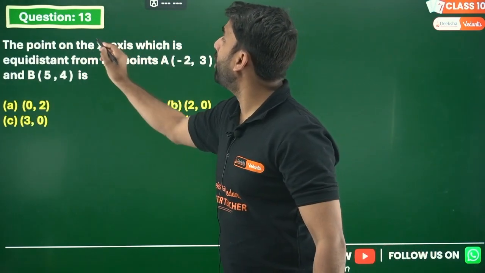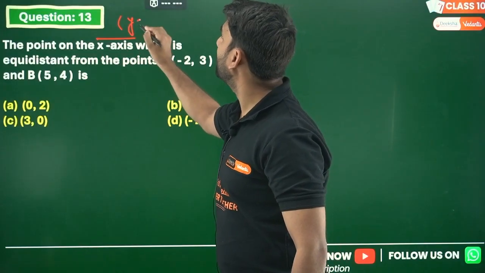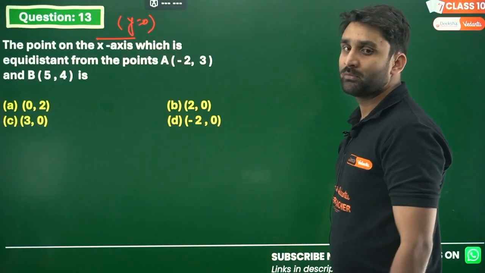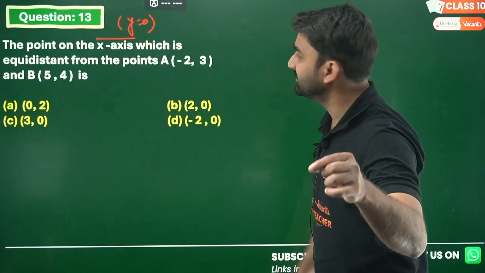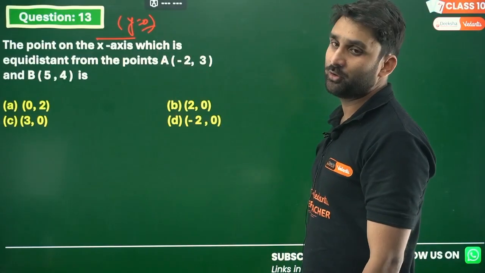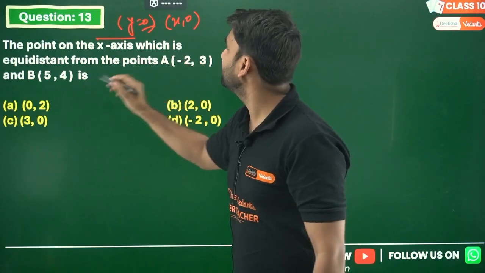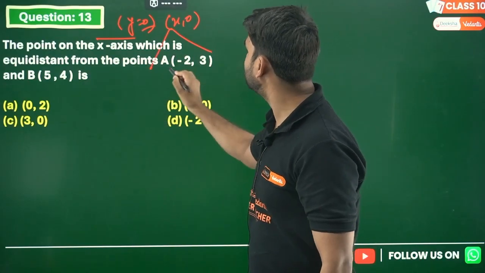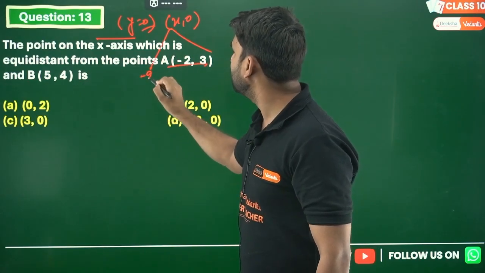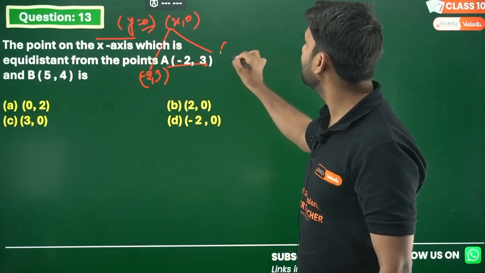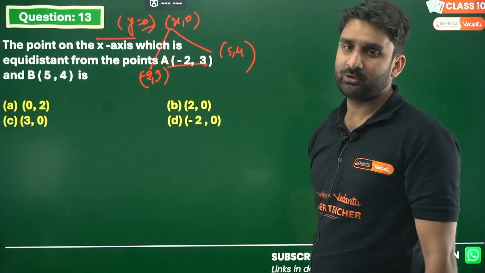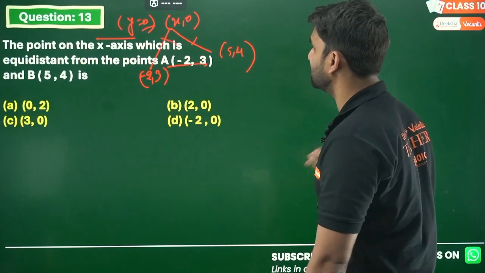Question number 13. If the point is on the x-axis, it implies that the y coordinate will be 0. So we can let the coordinate be x comma 0, equidistant from this point and this point. Let this be minus 2 comma 3 and let this be 5 comma 4. Now you can solve the question by using the distance formula. Both distances are equal.